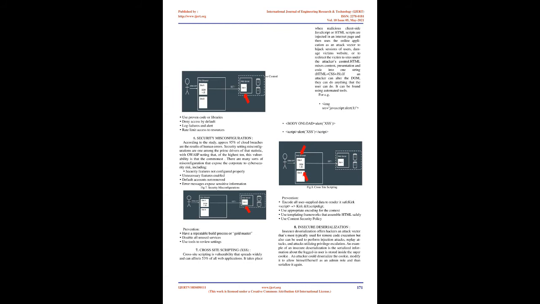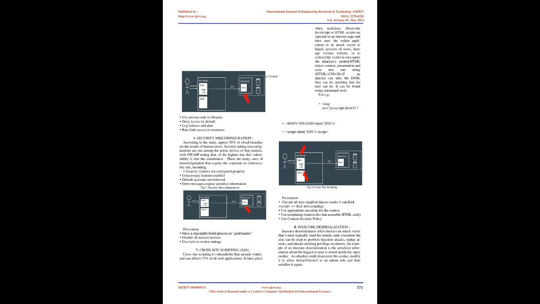Elevate to an administrative account. Modifying cookies or JWT tokens. Prevention. Use proven code or libraries. Deny access by default. Log failures and alert. Fig. 6 Broken Access Control.